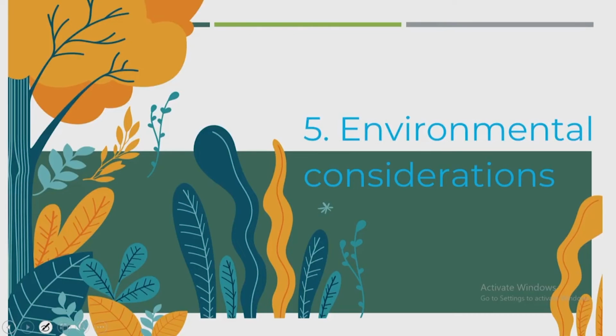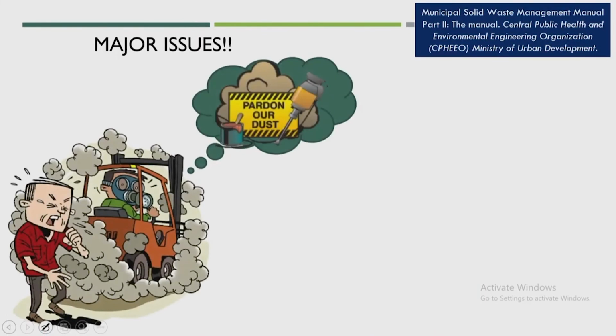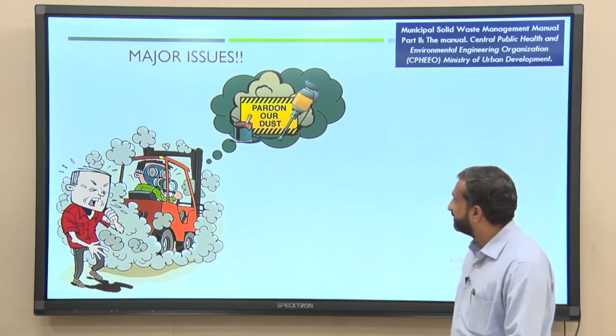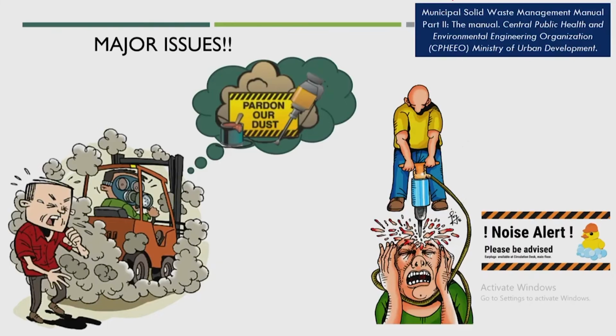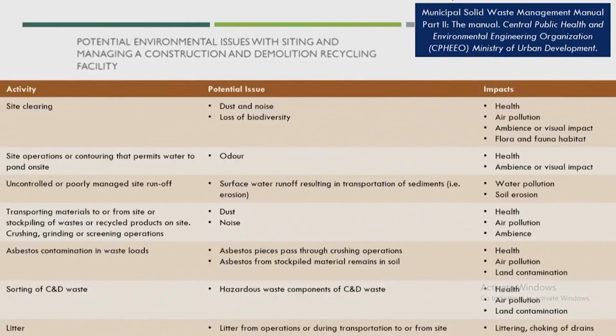Now, last is the environmental considerations. So, the major issue is that because of this construction material a lot of dust is getting generated and a lot of noise is also getting generated in the construction facilities. So, this was another thought given in the CPHO manual, like whatever activities in the construction site, like site clearing, site operation, transporting materials or sorting of C&D waste.